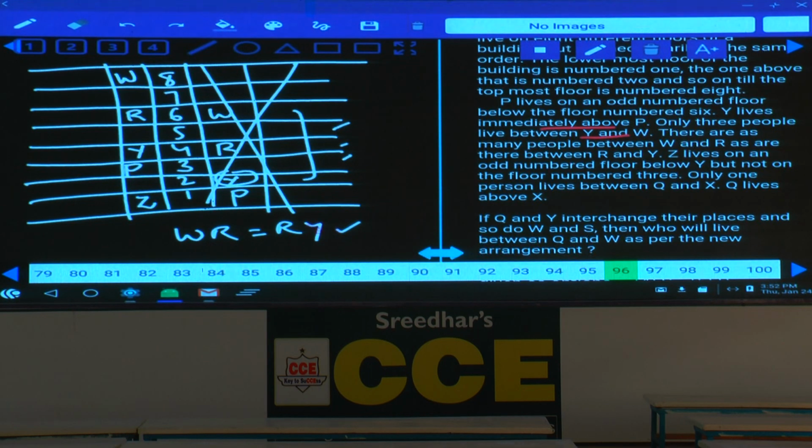And next one, only one person lives between Q and X. Now between Q and X there must be exactly one, and Q lives above X, hence Q will be here. Then who is the person left over here? S is the person left over. Clear now? This is how these 8 persons are staying on these 8 different floors. And the order is W, Q, R, X, Y, P, S and Z from top to bottom. Write down this arrangement.